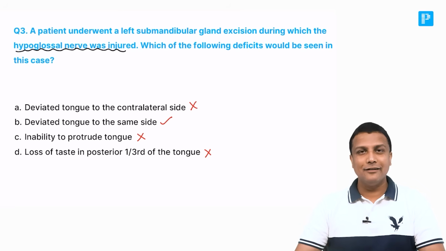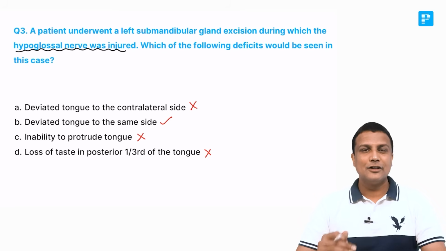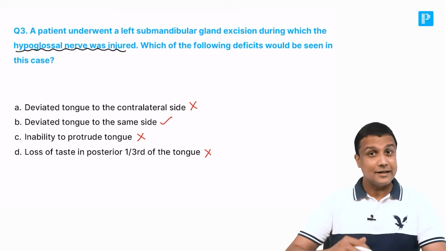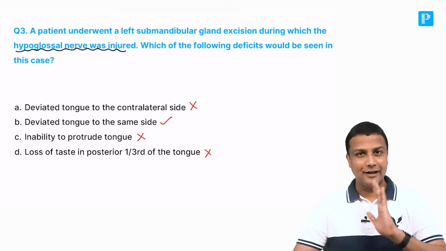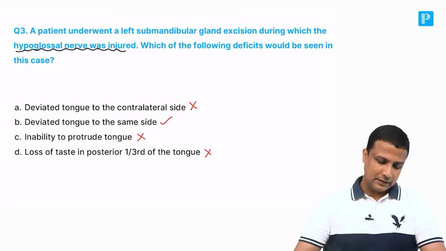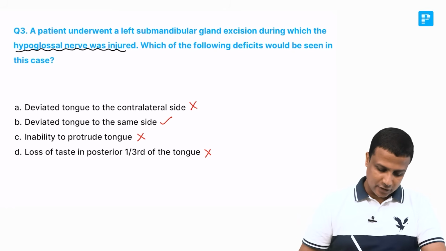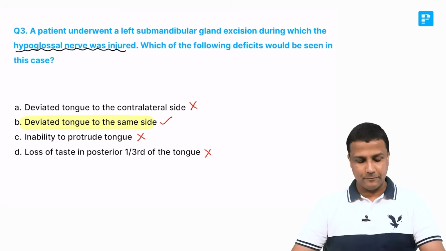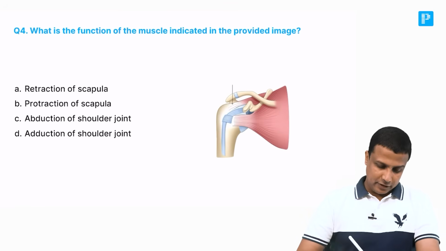And I told you that very clearly with the help of a simple mnemonic 5, 7, 9, 9, 10, 10. So you can remember the sensory supply to the tongue will be by 5, 7, 9, 9, 10, 10. Perfectly done, sir. So the correct answer here is the tongue is deviating towards the same side of the injured nerve. Next one, sir. What is the function of the muscle indicated in the provided image?